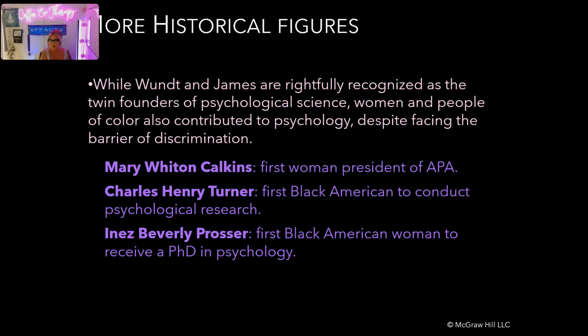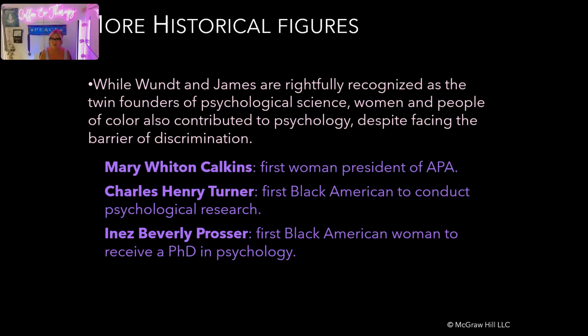All right, so more historical figures. While Wundt and James are rightfully recognized as the twin founders of psychological science, we have to acknowledge that there were several women and people of color that also contributed to this field. So first up, we have Mary Whiton Calkins. She was the first woman president of the APA, which is the American Psychological Association. And then, well, there's also the American Psychiatric Association as well.